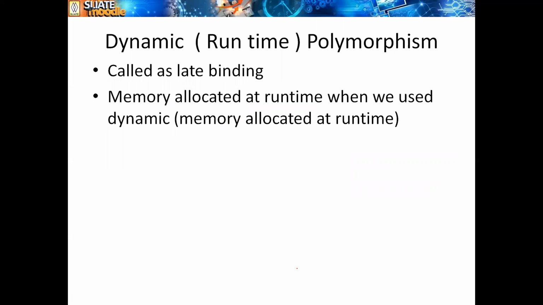Dynamic polymorphism is nothing but runtime polymorphism, also called late binding. I already explained late binding. If you decide to go from Kandy to Ampara, before you knew how to go from Kandy to Colombo, now you need to decide how to go from Kandy to Ampara. That's called late binding. I will explain practically how to write a program. Memory is allocated at runtime. In this case it is called runtime polymorphism when we use it dynamically.